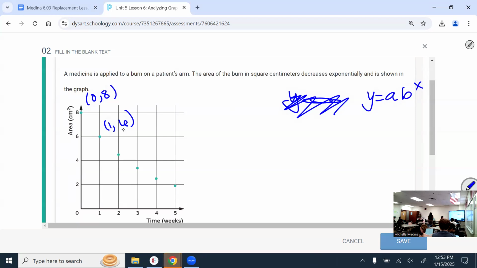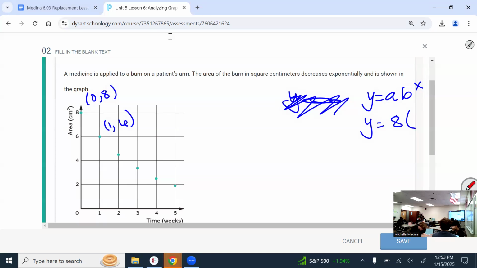But you really only need 2. And one of them is our y-intercept, so that's helpful. That would go in for a, my initial amount. b is what I'm multiplying by each time to get to the next number. So can you easily think of what you need to multiply 8 by to get 6? I would say probably not.